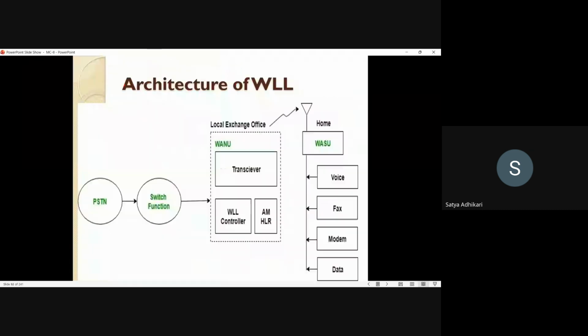You see the image of the previous WANU, which contains other components such as the transceiver and the WL controller, at the local exchange office.